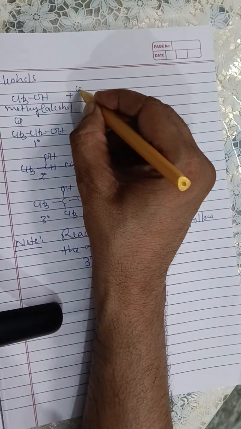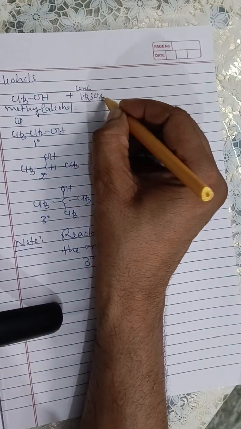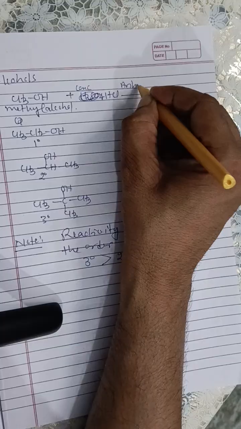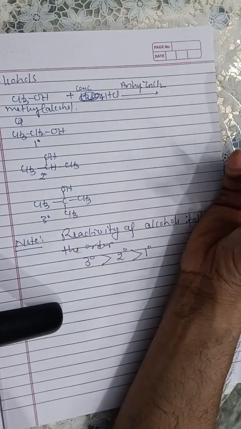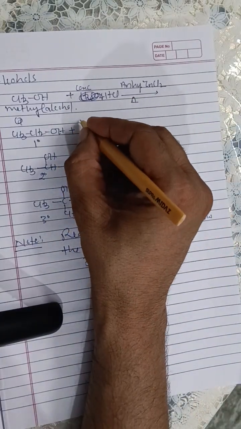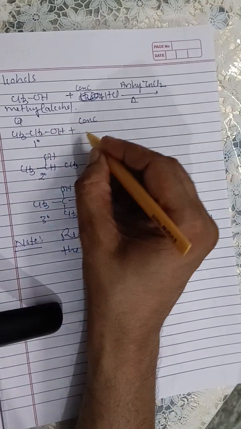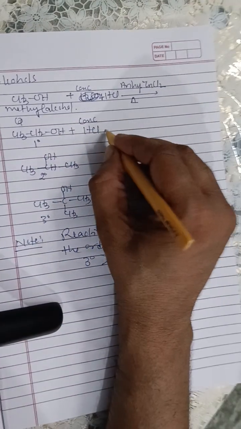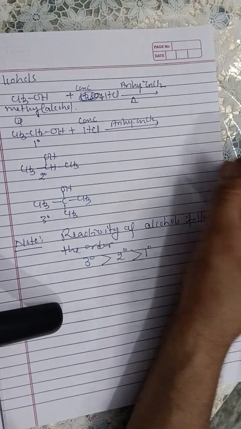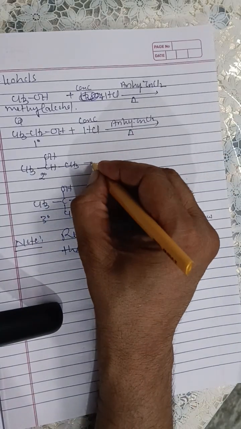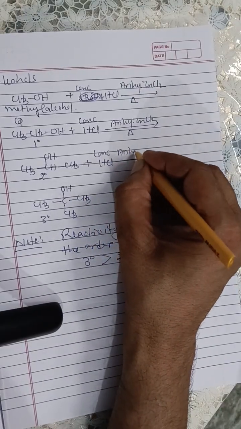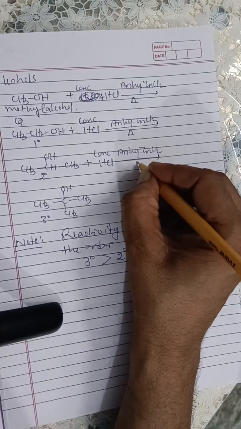We are taking concentrated HCl with anhydrous ZnCl2. The mixture is called Lucas reagent. We will heat it. Then 1 degree, that is ethyl alcohol, concentrated HCl, again anhydrous ZnCl2. We will heat it. 2 degree isopropyl alcohol we are taking. We will take anhydrous ZnCl2 here. We will heat it.